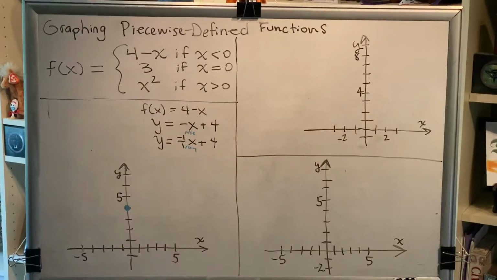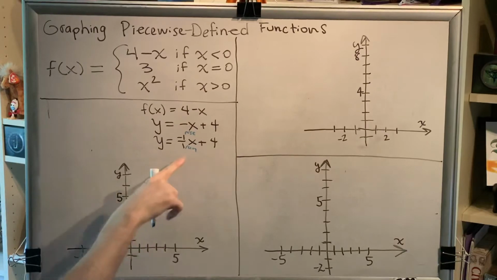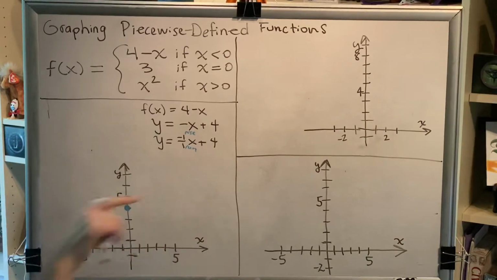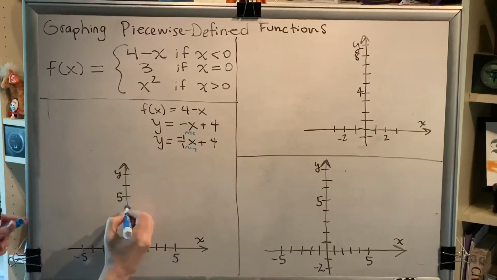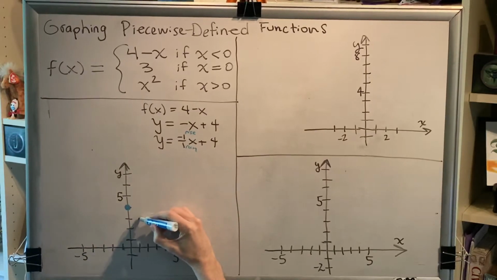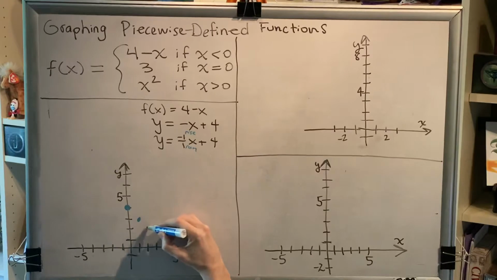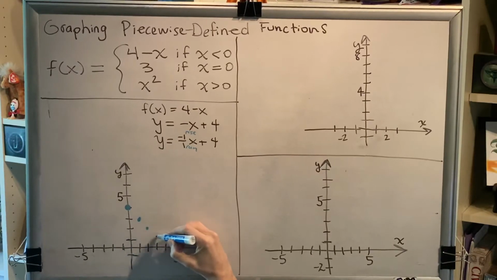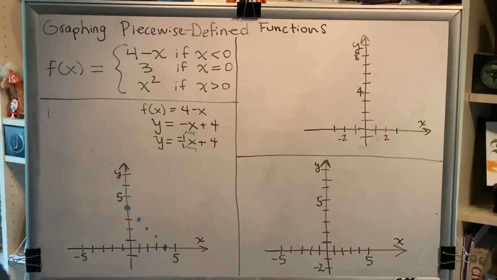Rise -1 means down 1. Run 1 means 1 to the right. So from the intercept, we're going to go down 1 step and then 1 step to the right. And then down 1 step and 1 step to the right. And again, and again, until we run out of room.